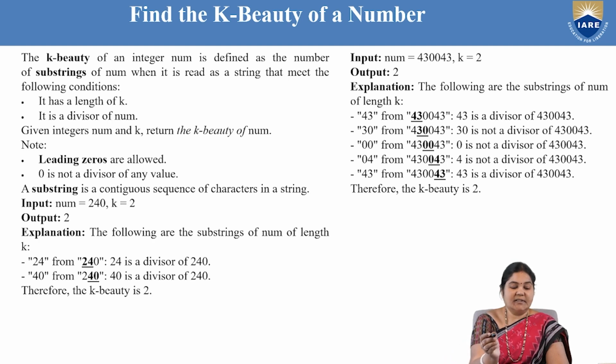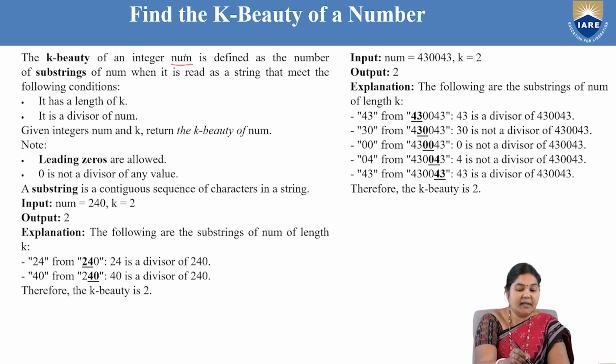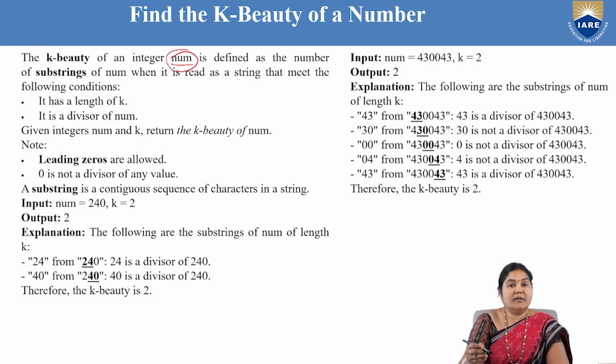The question is given as: the k-beauty of an integer num is defined as the number of substrings of num, when it is read as a string, that meet the following conditions. What does this mean? Originally, you are given an integer num. You have to convert that number into a string and find the substrings of a particular length k. Then you check whether those substrings, if converted into numbers, are divisors of the original number or not.